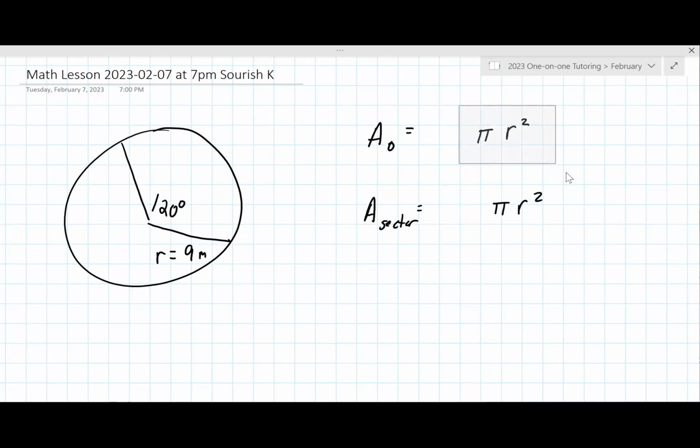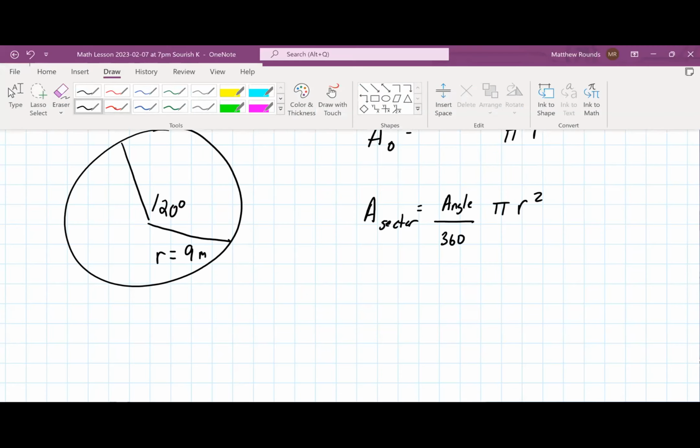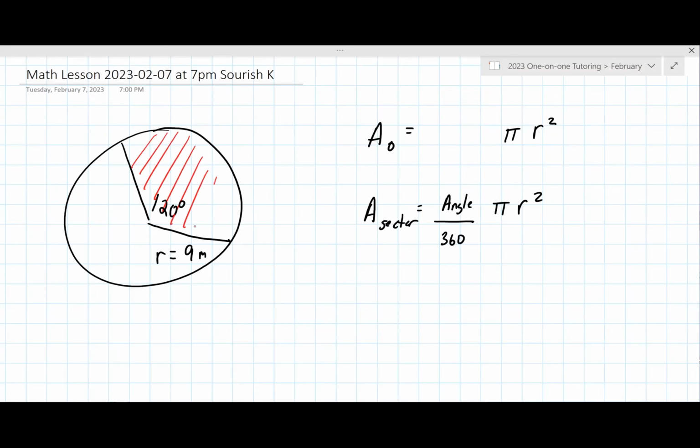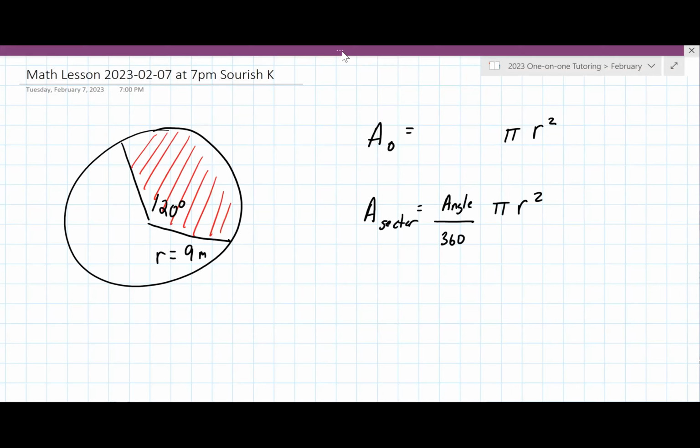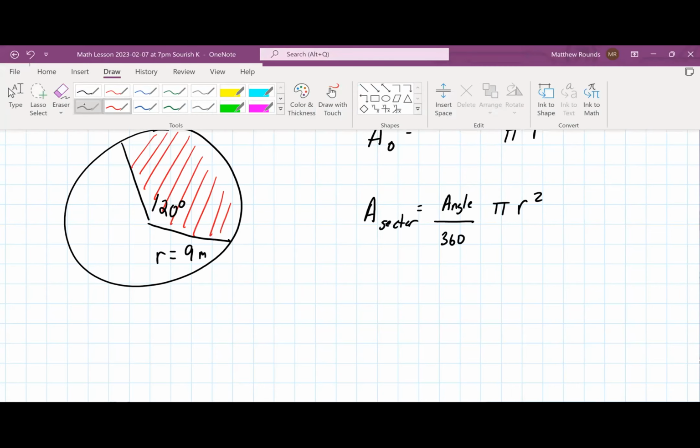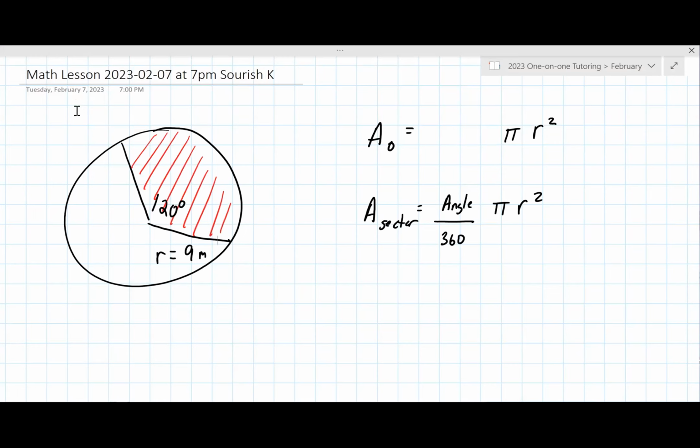They're really similar. There's just one little extra piece: it's the angle divided by 360. So we're going to find the area of this pizza slice here. What is the angle? That is an obtuse angle, but what is the angle measure? Can you tell me the angle measure?